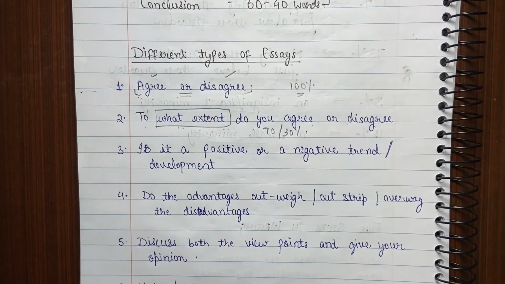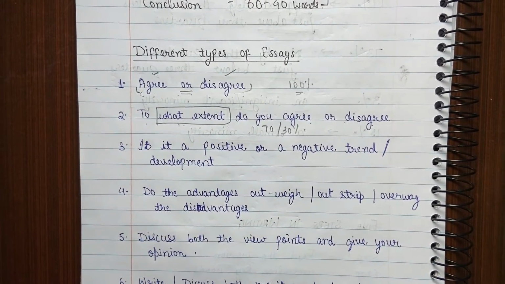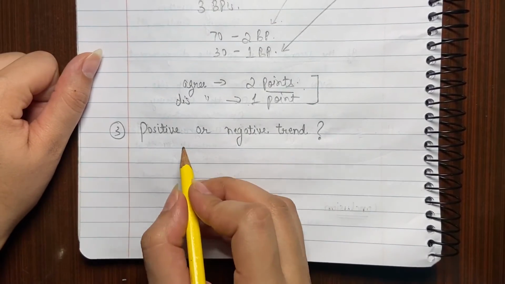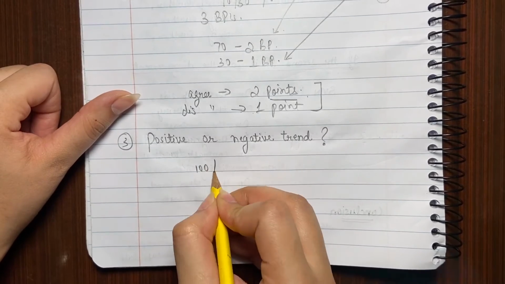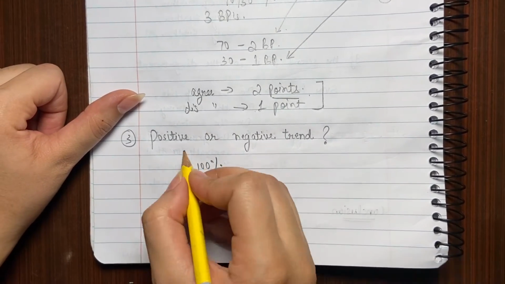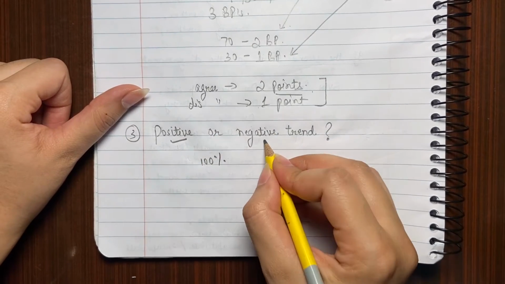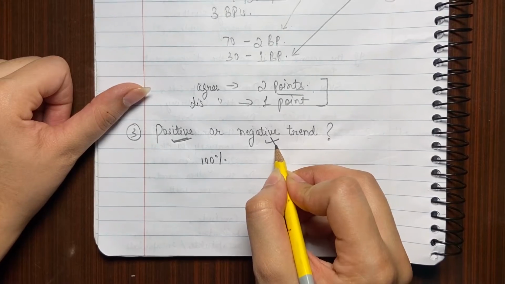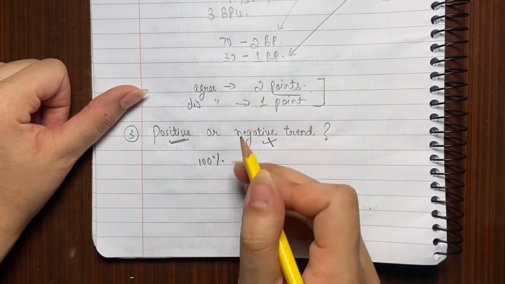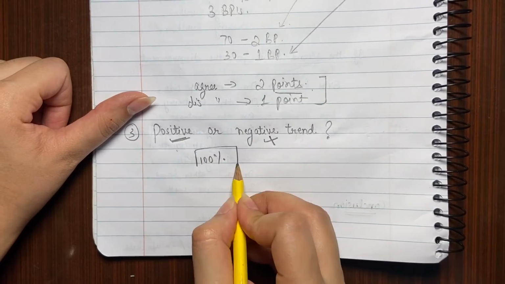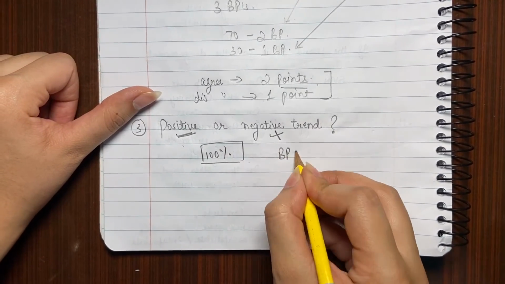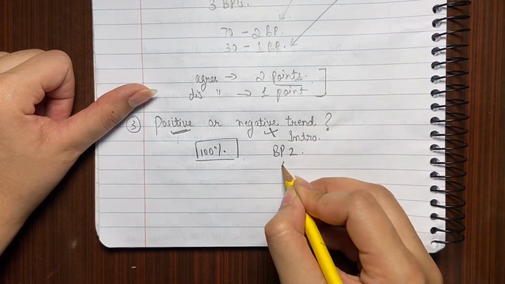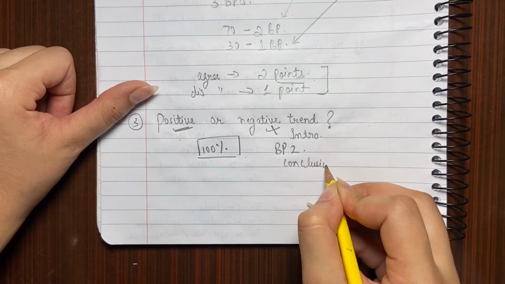Moving on to the next type of essay. It is positive or negative development, or you can say trend. This essay is also a 100% essay. In this, you will write positive points or you will write negative points. If you are writing the positive side, then do not write the negative side. And if you are on the negative side, then you will not mention the points of the positive side. So this is a 100% essay, and in this you will make 2 BPs. The introduction and conclusion will remain the same.